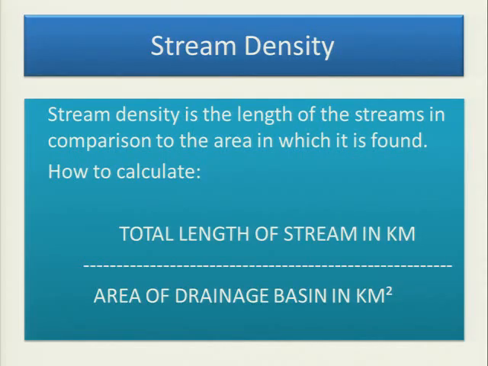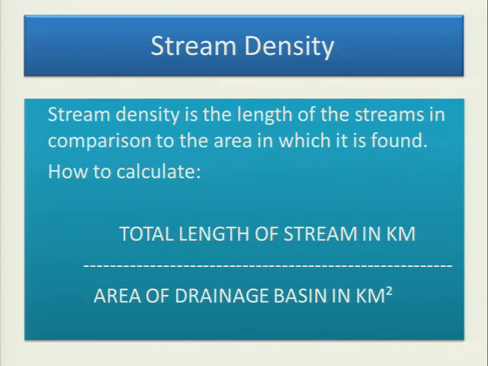Okay, now we come to stream density. Remember guys, stream orders are 1, 2, 3, 4, 5. You calculate them from working outwards, inward, and then you get a 1 and a 1 become a 2, a 2 and a 2 become a 3. Stream density, guys, is the length of the streams in comparison to the area in which it is found.